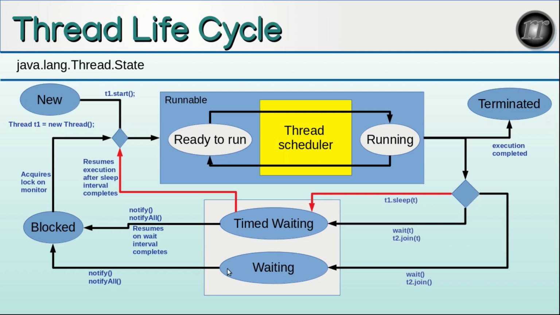Again, if the waiting thread gets awakened by notify and notifyAll, it again tries to acquire the lock on the monitor. And if the lock on the monitor is attained by the blocked thread, then we can say the thread is in runnable state. So these are all the states of the thread.